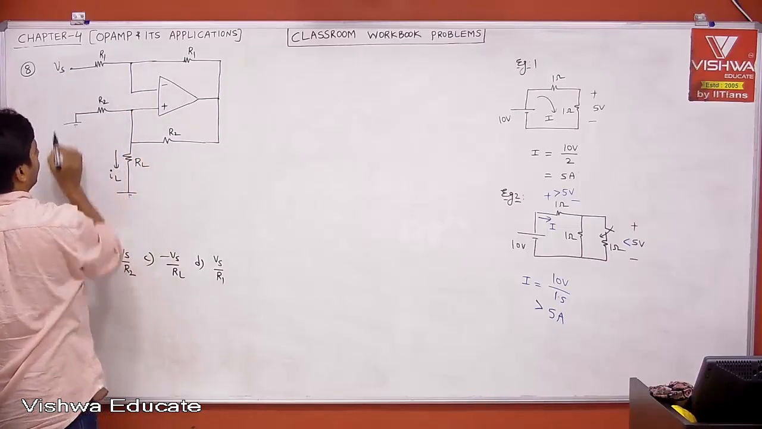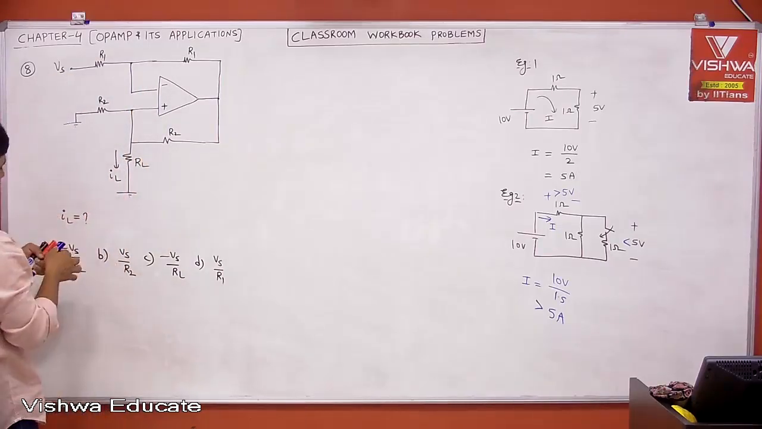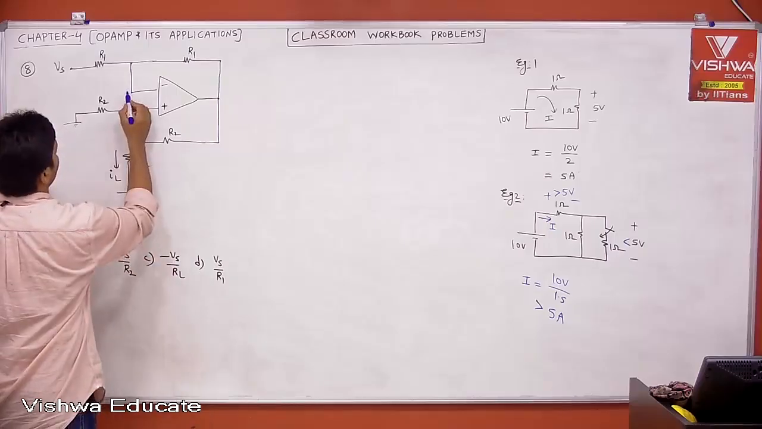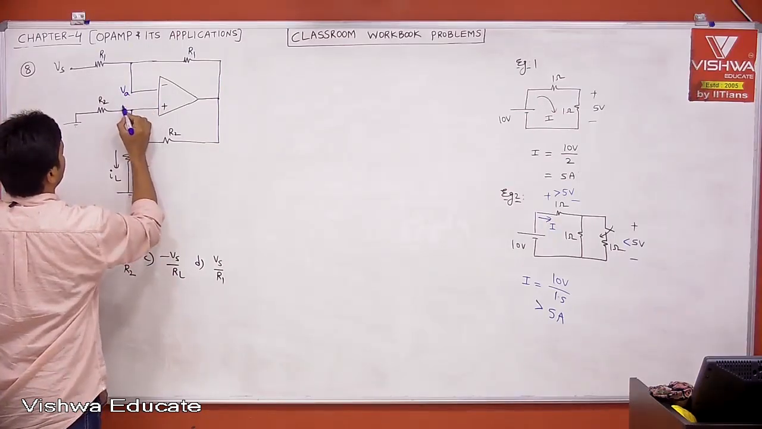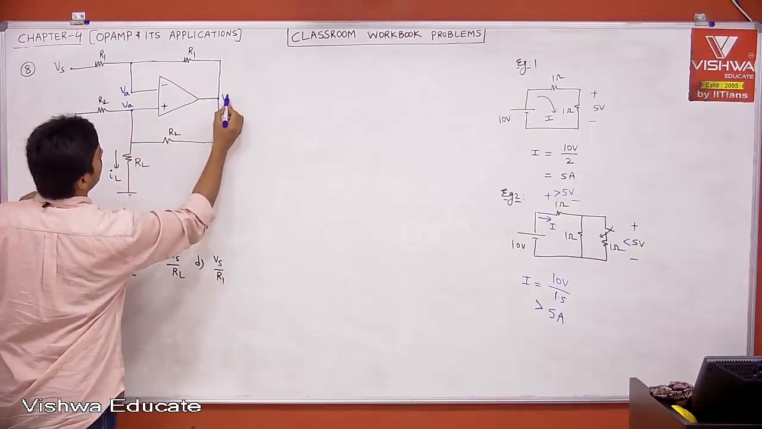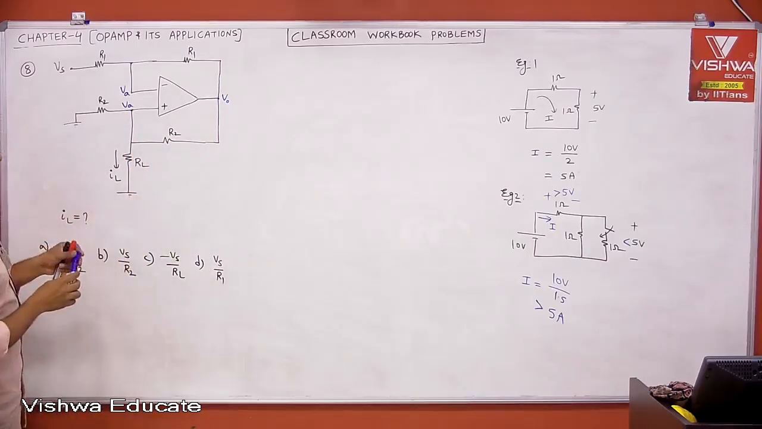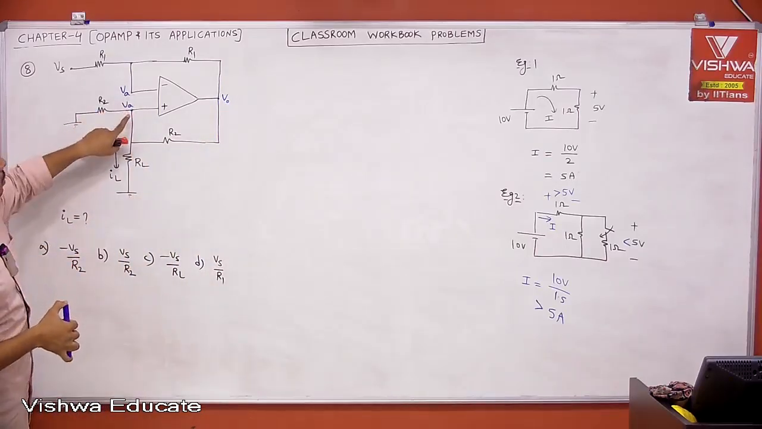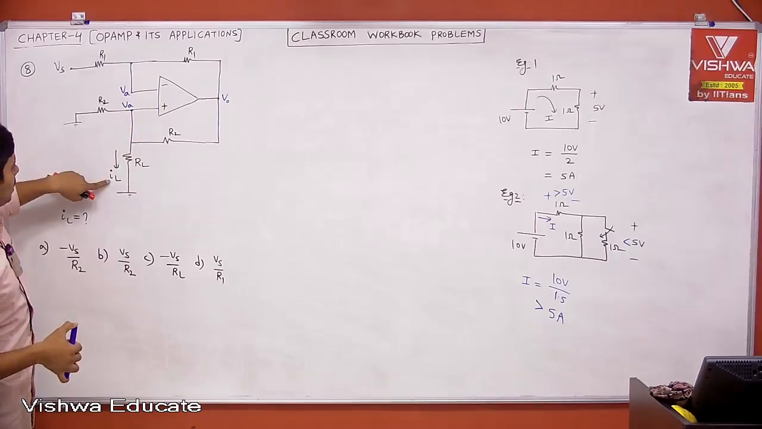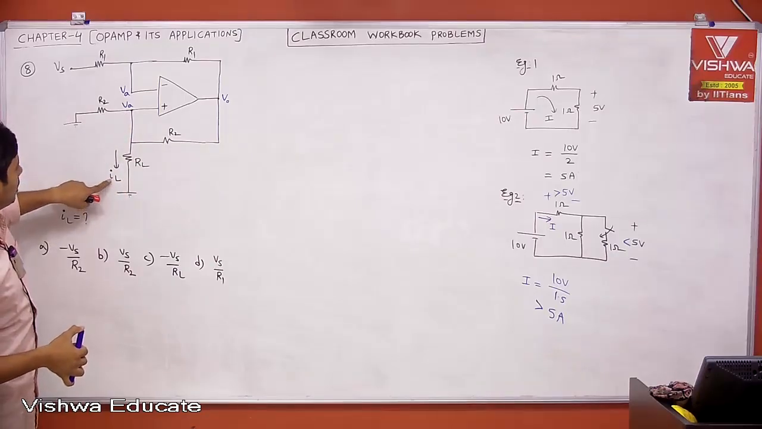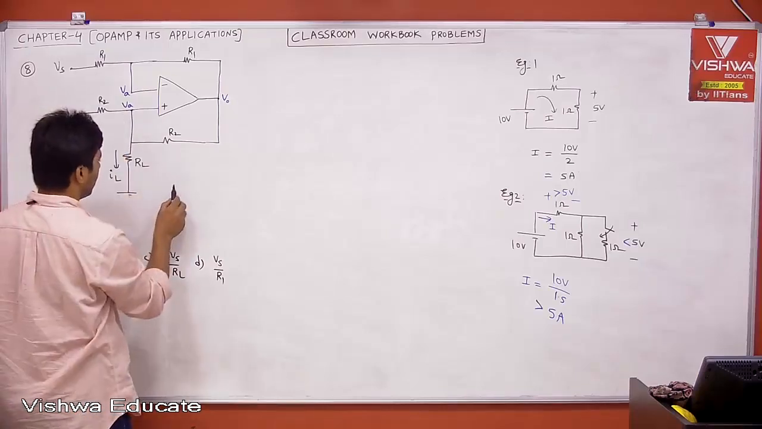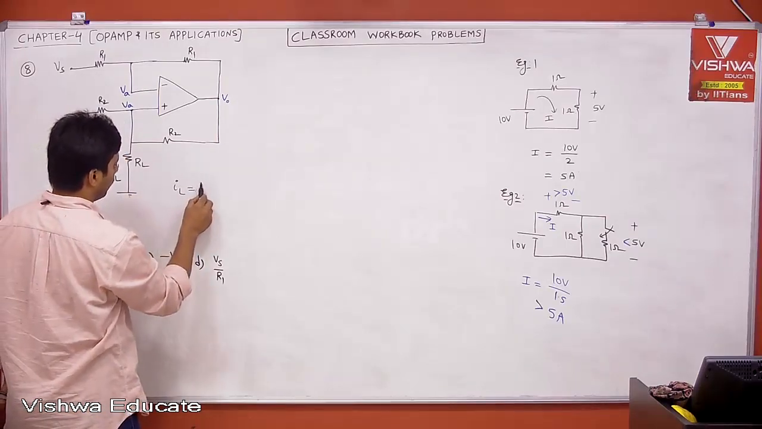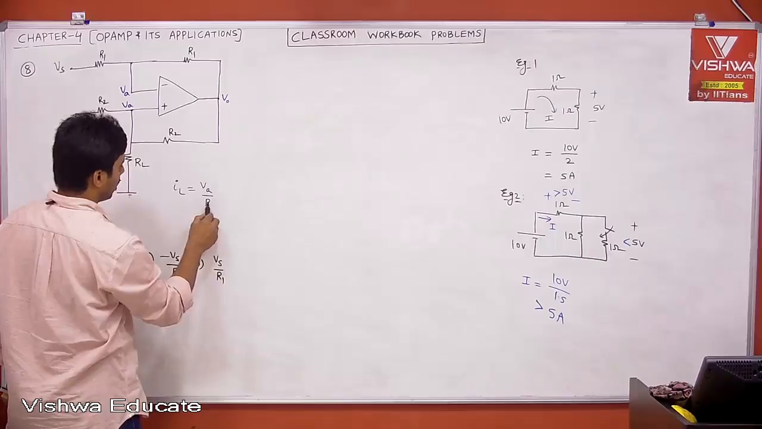Now this is Vs. Okay? Apply nodal analysis. What is this? Let me call this as Va. And what is this? This is also Va. Let me call this as output voltage V0. Then apply nodal analysis at this node. IL is nothing but Va minus 0 divided by RL. Therefore, IL is nothing but Va by RL. Okay. What is IL? IL is nothing but Va divided by RL.